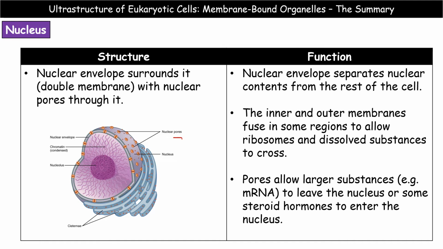So when we need to move things like the mRNA from the nucleus where the DNA is found to the ribosomes, which are going to be within the cytoplasm, then obviously we need a method to do that, because mRNA is too large to fit through these regions where the membranes are fused. So nuclear pores allow these larger substances to leave the nucleus, and they allow certain things, like steroid hormones, which you will look at in a later part of the course, to enter the nucleus. That means those steroid hormones can then have a direct impact on the genetic material.